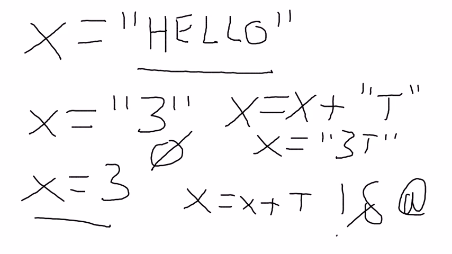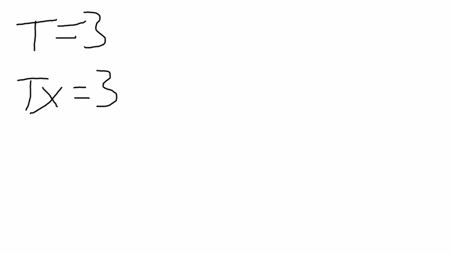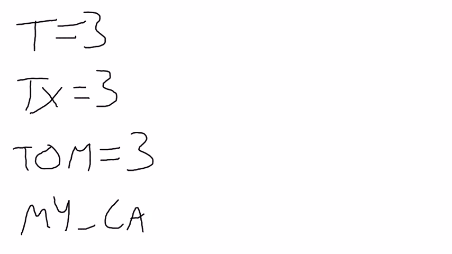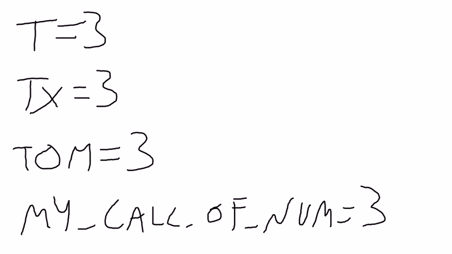Okay, great. So we're doing okay so far. Of course, we started talking about x, and it doesn't have to be x. It could be anything. It could be t equals 3. It could be tx equals 3. Or it could be Tom equals 3. These are all variables, and they can be any length. The variable could be my calculation of numbers equals 3 plus 2.